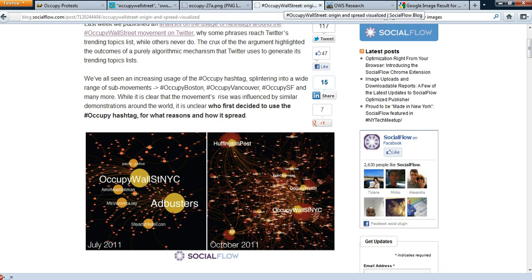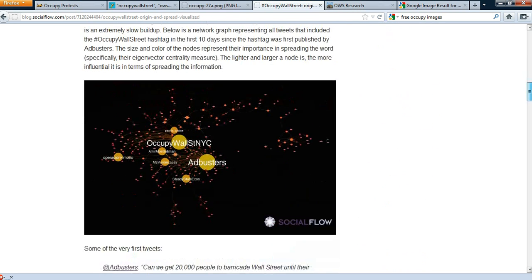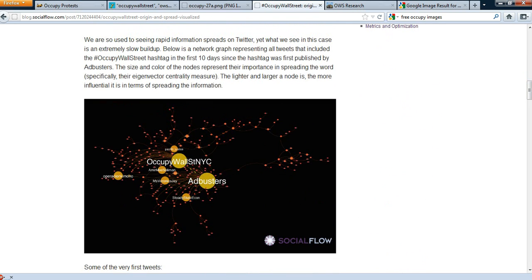Yes. So these hashtag Occupy Wall Street analyses, also from socialflow.com, are particularly interesting and visually engaging. These images, called network visualizations, compare the Twitter activity regarding the Occupy movement in July 2011, when Occupy Wall Street was in the planning stages, to October 2011, when Occupy Wall Street was threatened with eviction. To me, these look a bit like fiber optics, but what do these big circles mean? So it says here that we are so used to seeing these rapid transitions on Twitter, yet what we see in this case is an extremely slow buildup of information spread.